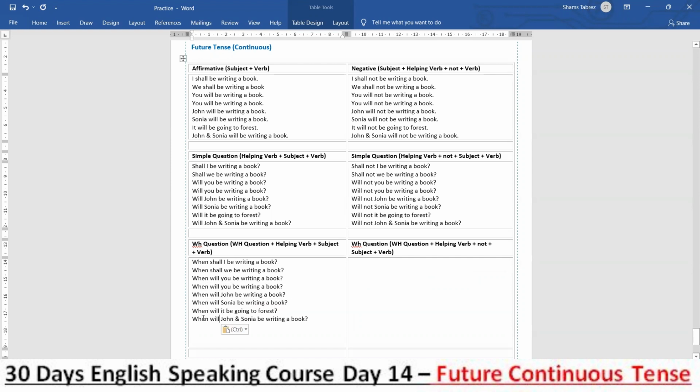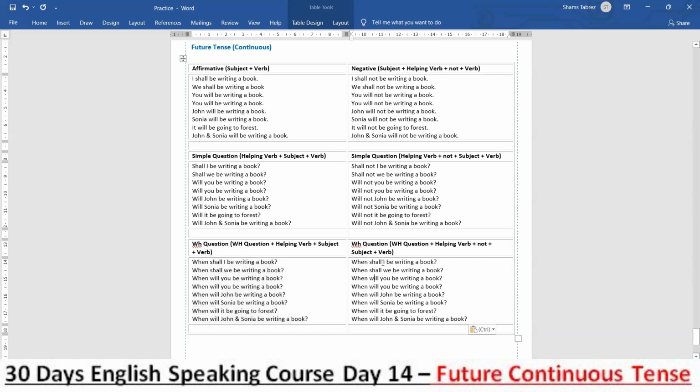And here as well. This is how you can make a WH question in future continuous. And if you would like to make a negative WH question, then it is after the first helping word: when shall. Okay. So if there is a requirement, in this sentence it does not fit, but if there is a requirement to make a sentence with other words, then you can add there.